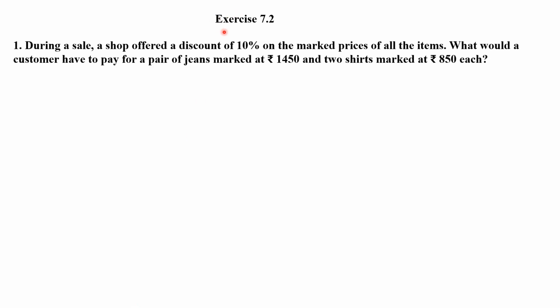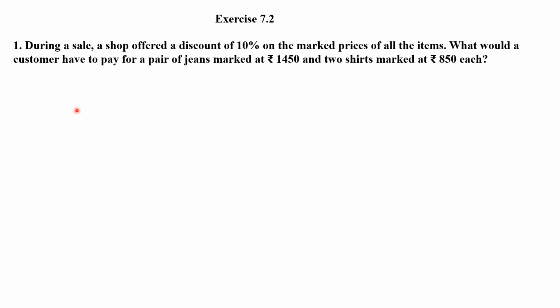So now I'm going to solve the questions of exercise 7.2. Question number 1 is, during a sale, a shop offered a discount of 10% on the marked price of all the items. What would a customer have to pay for a pair of jeans marked at 1450 rupees and 2 shirts marked at 850 rupees each? So now here you have to be careful. It is given 850 rupees each, means this is the cost of one shirt. This is the marked price of one shirt. So to find the marked price of 2 shirts, you have to multiply it by 2.